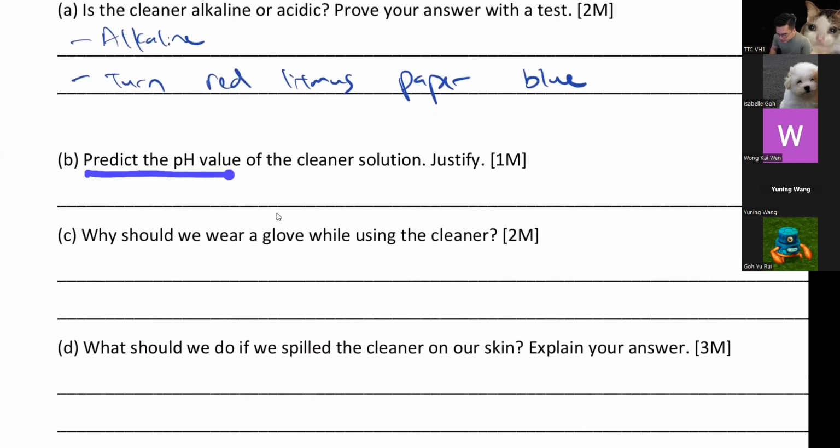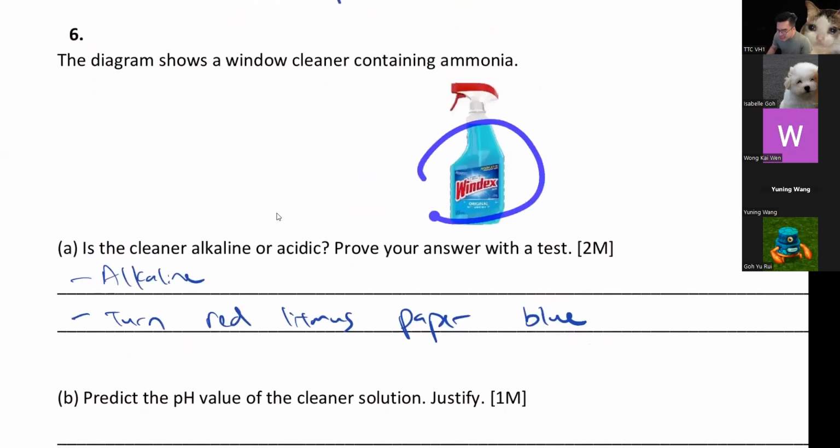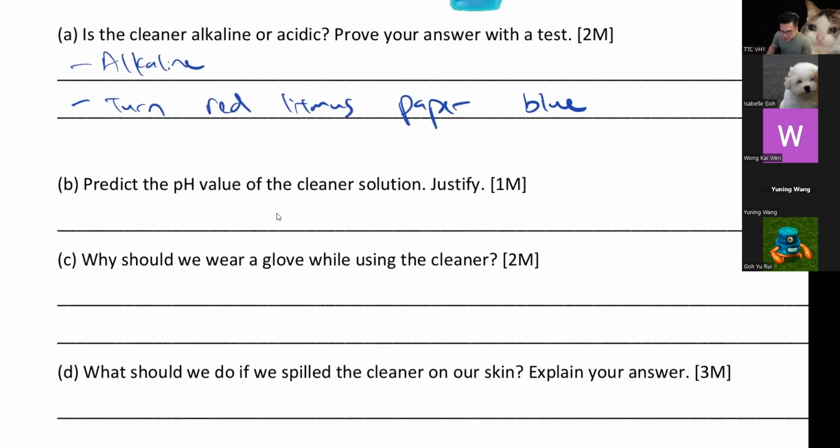So B, predict the pH value of the cleaner solution. Okay, what is this? Is this a weak or strong alkaline, guys? Yeah, annoying. Ammonia is annoying, I agree, because it smells bad. Is it gonna be a pH 9 or is it gonna be a pH 14? Anyone? Is it weak or strong alkaline? When this touches your skin, does it hurt? No, it doesn't. It is a weak alkaline. So I will put it around pH 9, because it is a weak alkaline.